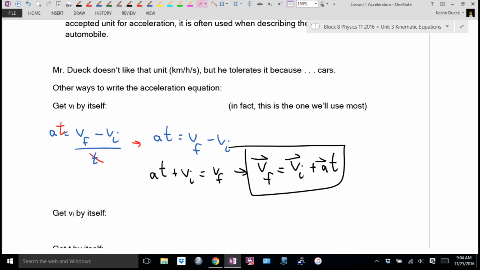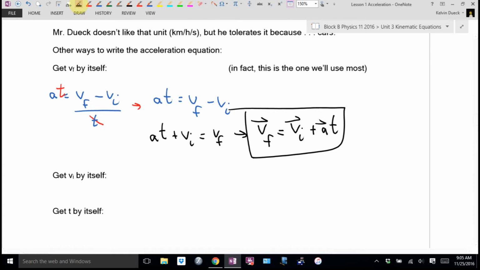It says get VI by itself for the next part. How would I get the VI by itself? Well, next to the VI, there's an AT. What's the AT doing to the VI? Adding, subtracting, multiplying, or dividing? Adding. How would I move the AT over? Subtract. So if I hear you correctly, you're telling me the VF would drop down like a domino and I would subtract the AT, and that's equal to VI? Yes?